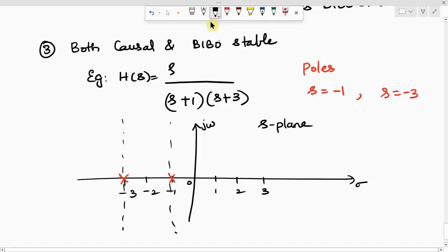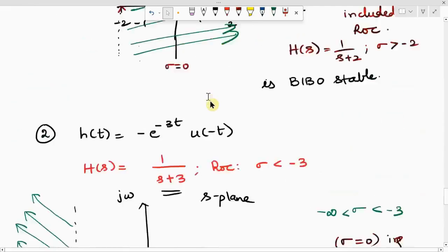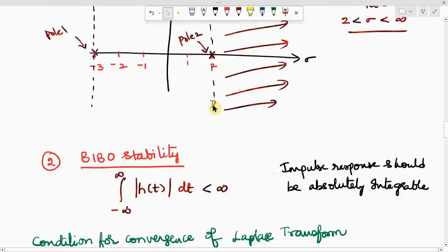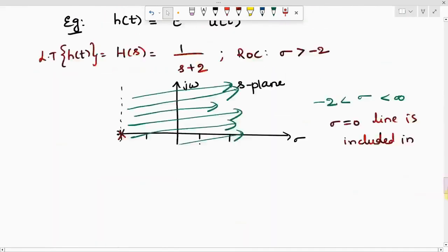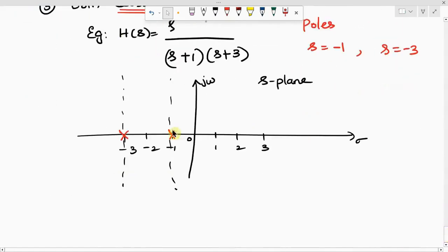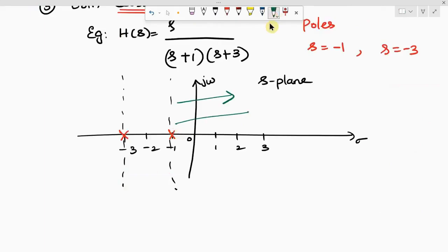Now what I am doing is, as per the condition for causality, how should the ROC be? Only causality. The condition for causality. How should the ROC be? Right of the rightmost pole. Now I am representing the ROC as right of the rightmost pole. Is the condition for causality satisfied here? Yes, sir, the condition for causality is satisfied.